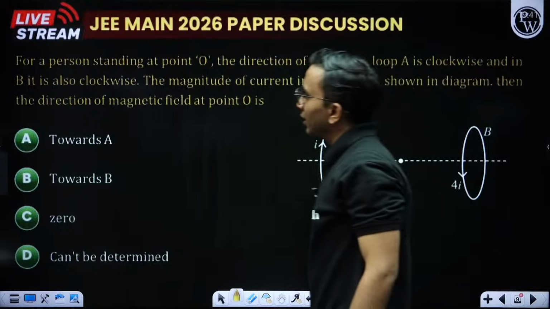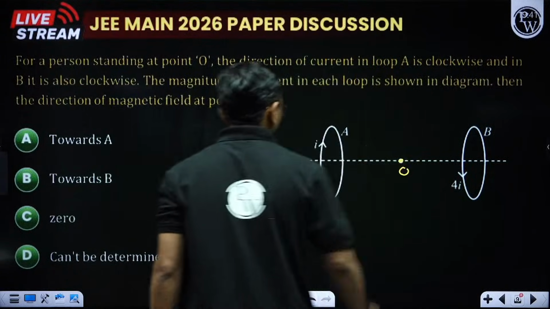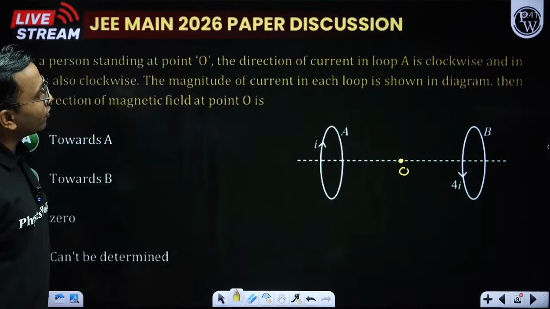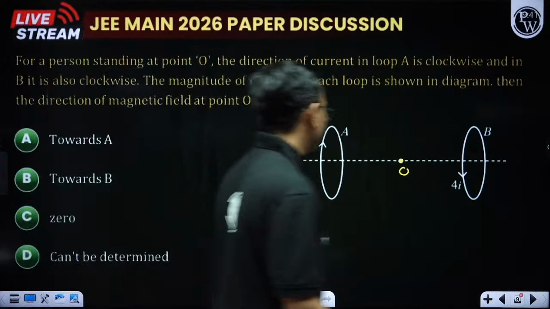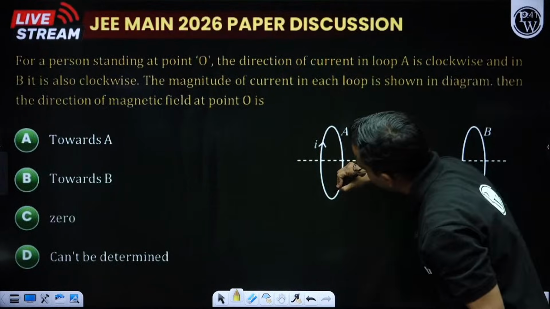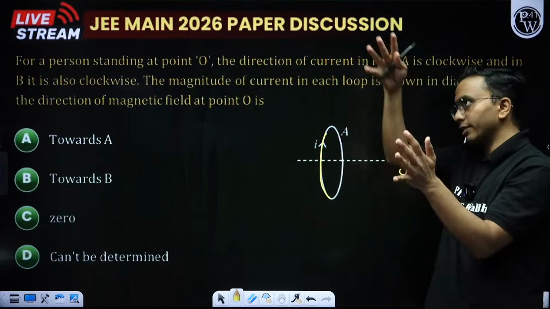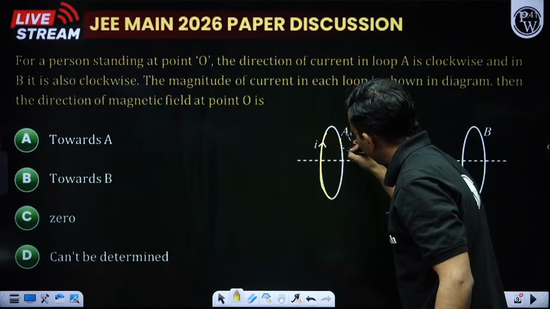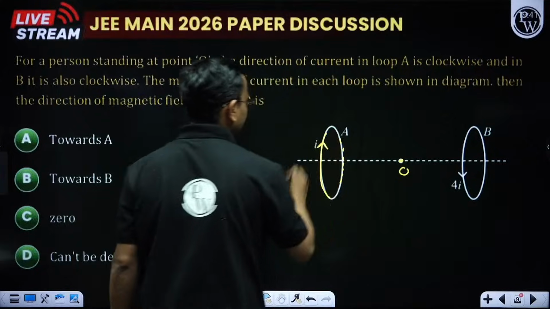Another question. For a person standing at point O, the direction of current in loop A is clockwise. It means the person is standing here and he is seeing the current in loop A as clockwise. This is outside, and the dotted one is the inside one, and the direction of current is like this.